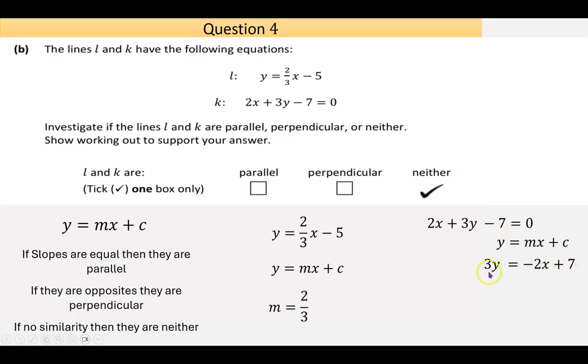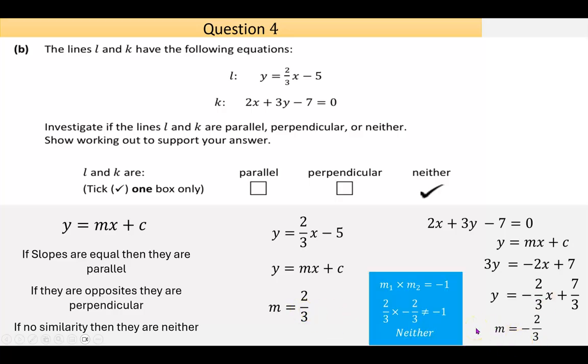Now we need to get rid of this 3. Okay, I want 1y equals everything else. So I'm going to bring the 3 across. It was multiplied on the left. It'll divide into everything on the right. Okay, so we end up with minus 2 over 3x plus 7 over 3. So the slope of K is negative 2 over 3. They kind of look connected, but they're not connected.